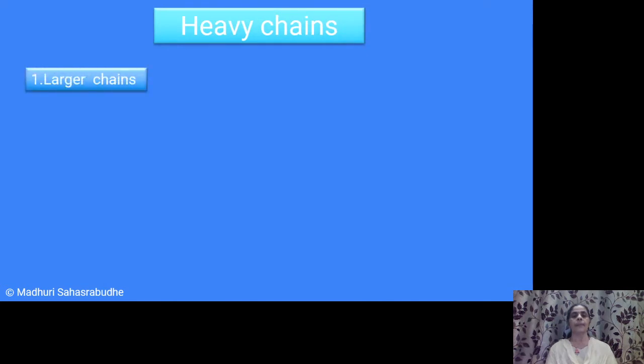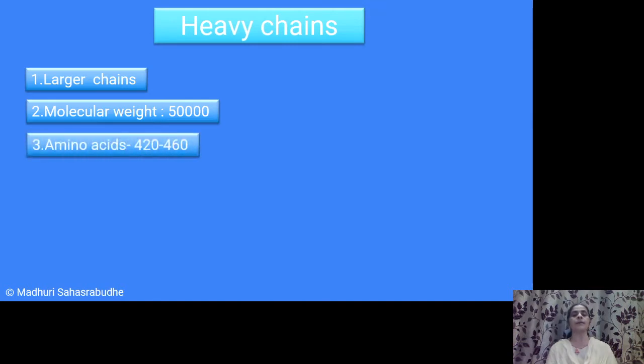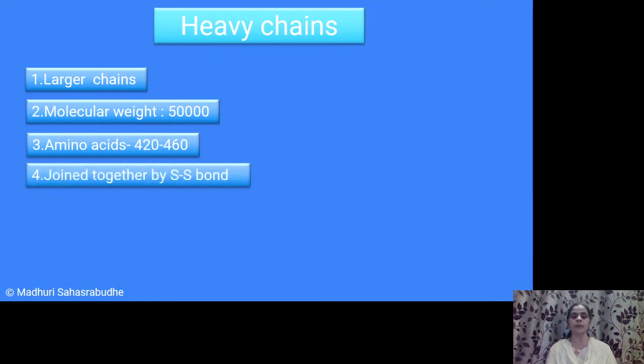Coming to the heavy chains. They are larger chains. Molecular weight is about 50,000 daltons. Amino acids range from 420 to 460. They join together again by disulfide bonds.